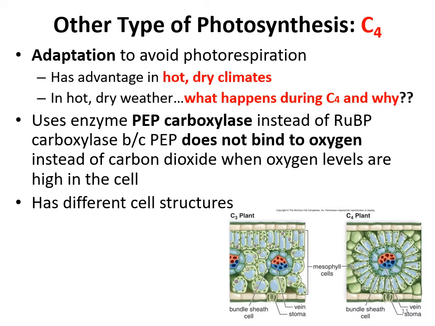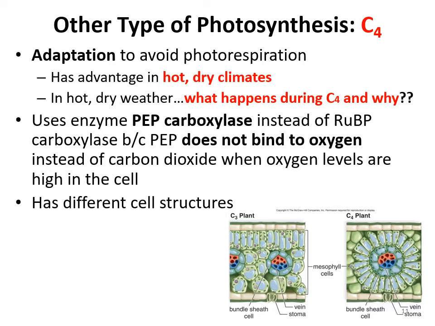So the first one we have here is C4 photosynthesis. This one we refer to as an adaptation to avoid photorespiration. And I want you to circle, star, highlight the fact that C4 you find in hot, dry climates. And a trick to remembering that this is the one in hot, dry climates, you can think C4 explosions, right? C4 explosives, think hot and dry.